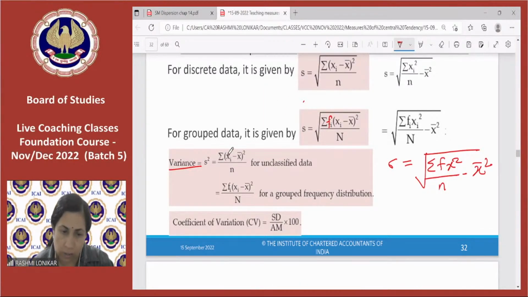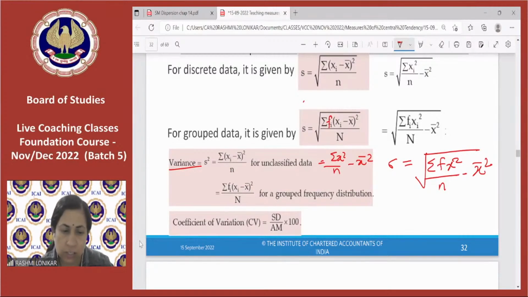So S square is summation (x minus x bar) whole square upon n, which is also equal to summation x square upon n minus x bar square, for unclassified data. And for group data it is summation f (x minus x bar) whole square upon n.